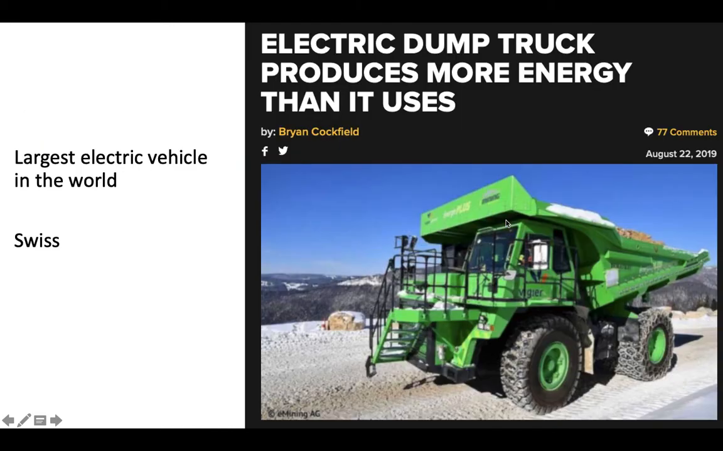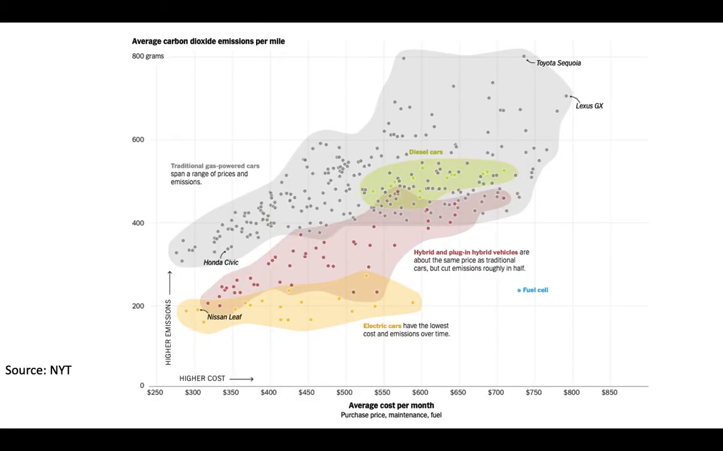Additionally, electric vehicles are on the rise, obviously, and they can have a substantial impact on electricity use. Here's a cool example of a Swiss dump truck. It's the largest electric vehicle in the world, and it uses energy as it goes up the hill, and then as it rolls down the hill, the turning of the wheels helps recharge the batteries through regenerative braking, which is pretty cool.